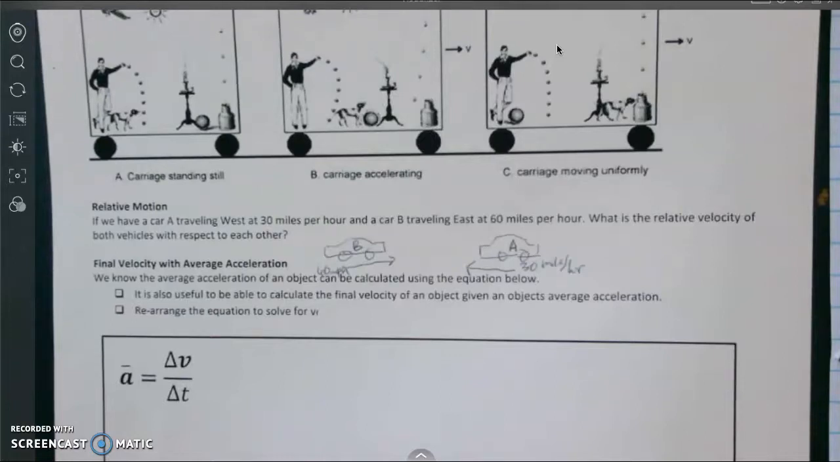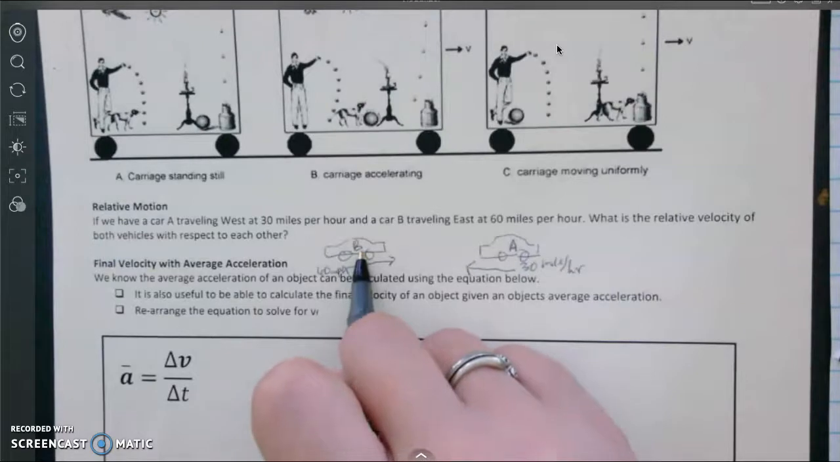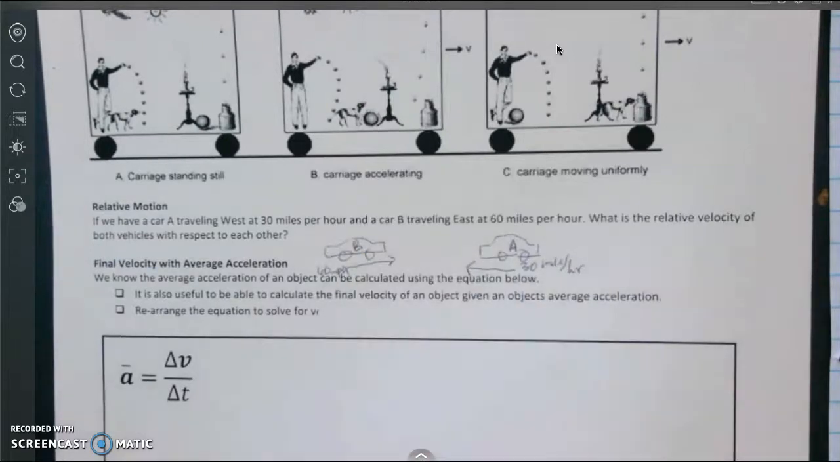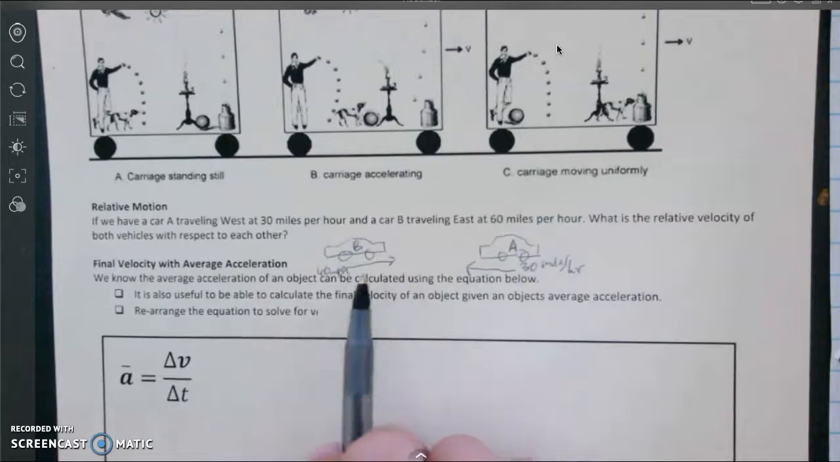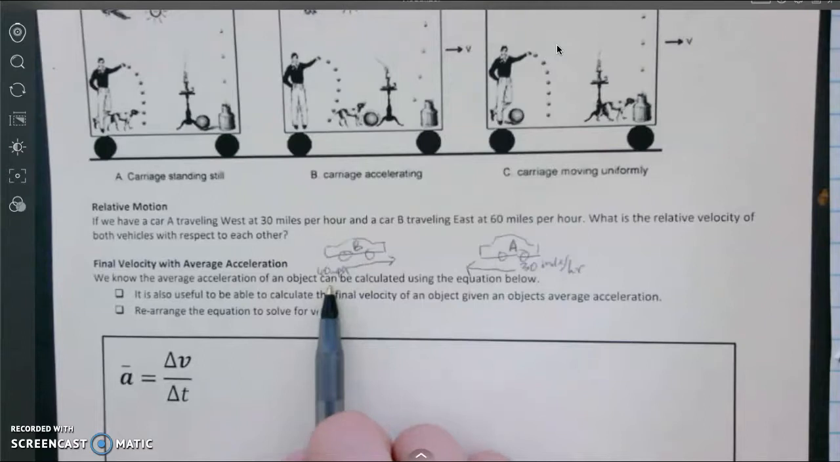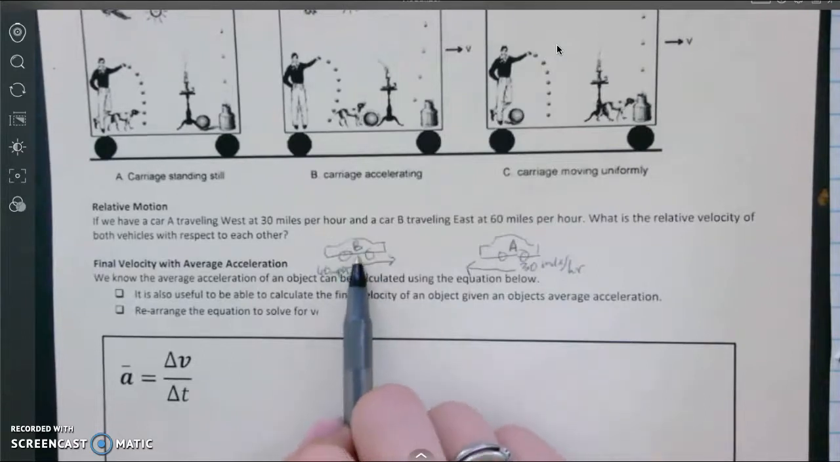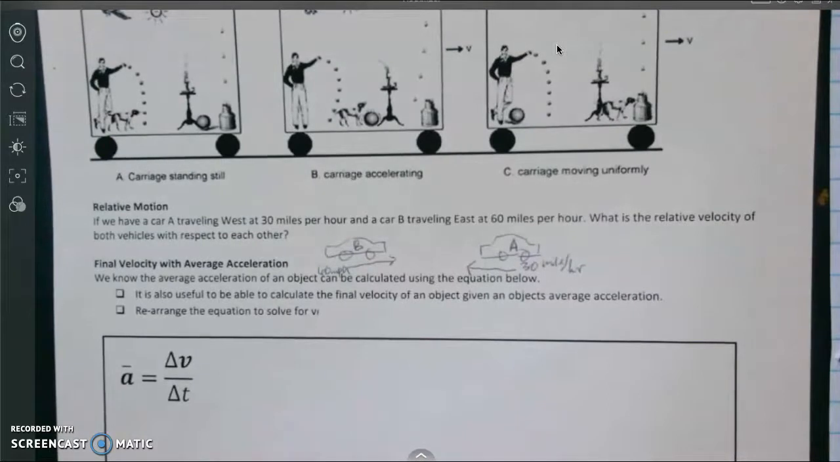Okay, so what is the relative velocity of both vehicles with respect to each other? Meaning, if I'm sitting in car B and I'm moving at this constant velocity, how fast does it appear to me that A is approaching? Because if car B was stationary, we'd say that car A was approaching at 30 miles per hour, but that's not the case. Car B is not stationary, it's moving at a constant velocity of 60 miles per hour. And so from this reference frame, car B would say that A is approaching at 90 miles per hour. Same for A, right? Our 60 plus this 30.